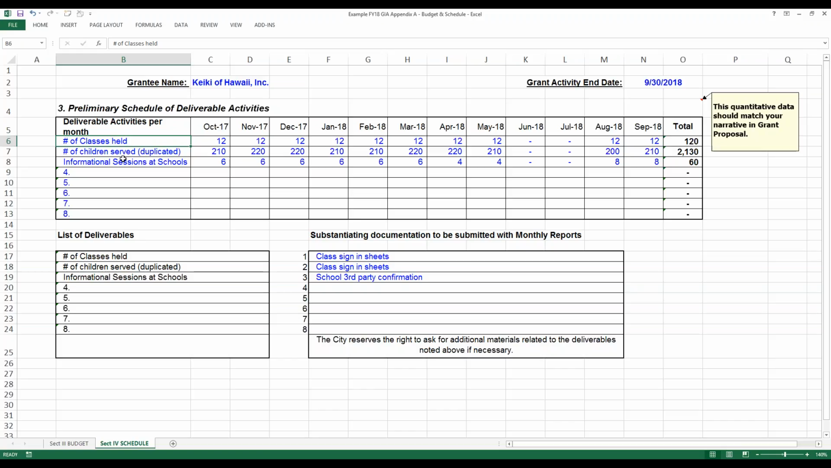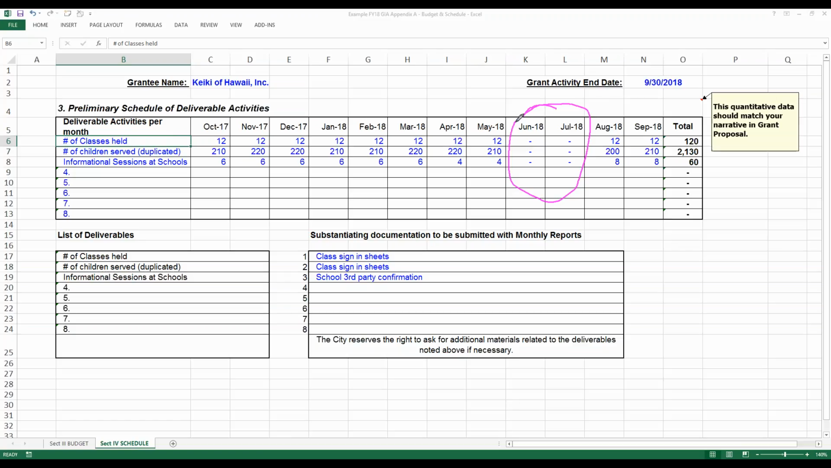They will be reporting how many children they will serve, and note here that they're going to report duplicated. In some instances, an organization may select unduplicated count, again, depending on the program. And this organization is also doing some information sessions in schools. So they allocated their activities throughout the whole year, 12-month period. So you may also notice that in June and July they have no activities. And that's just something that they have to explain in the narrative.